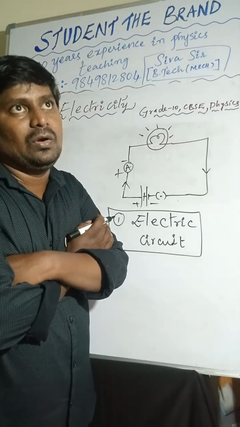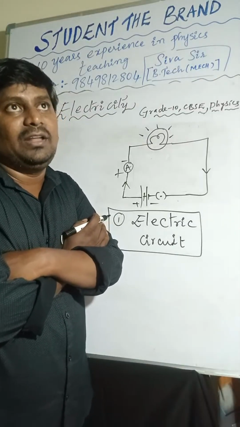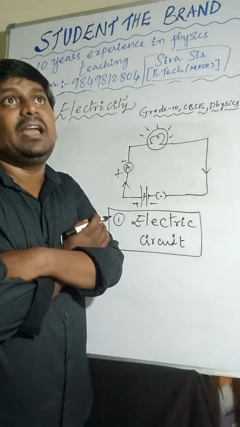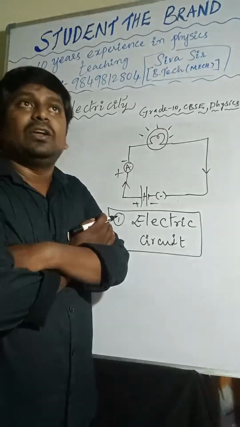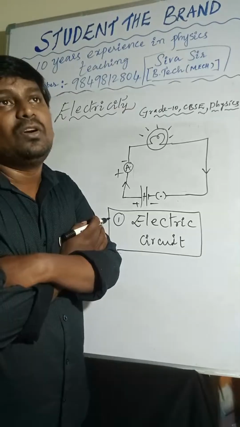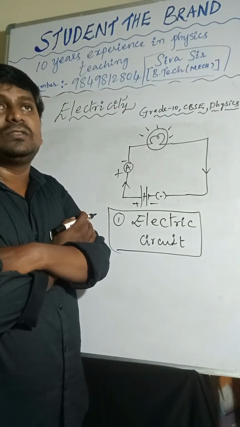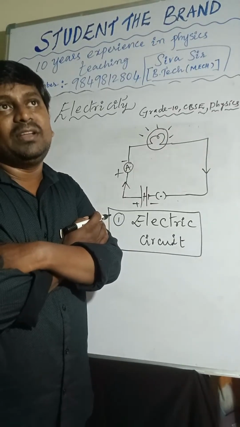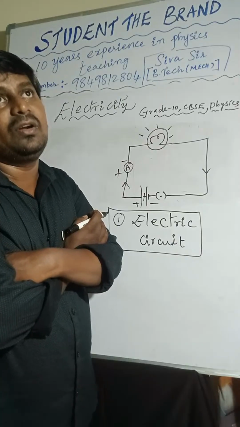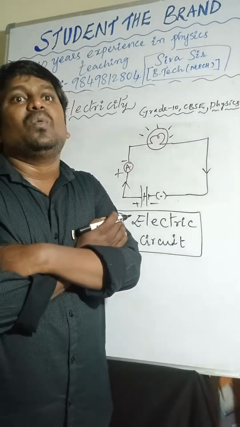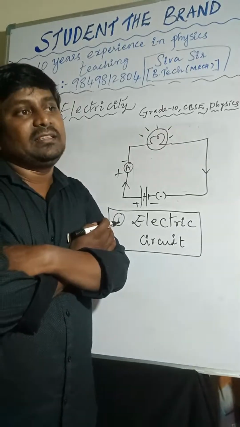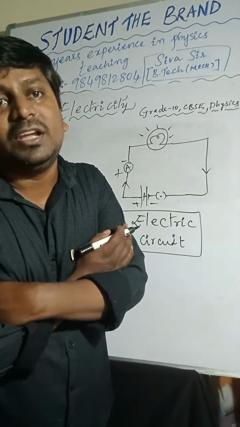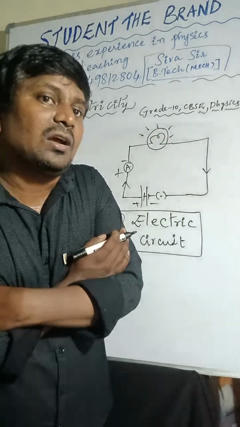In the circuit, a battery will be there, a switch, a bulb, an ammeter is there, a rheostat can be connected, and a voltmeter can be connected. The ammeter will be connected in an electric circuit in series combination. The voltmeter is connected in an electric circuit in parallel combination.